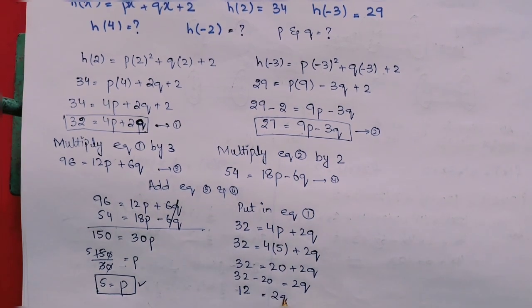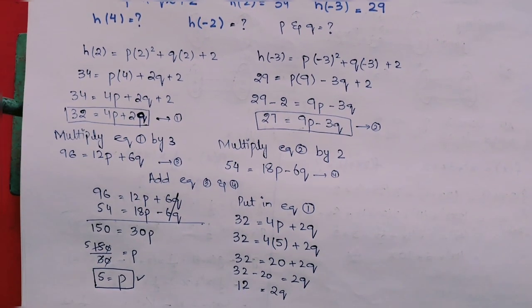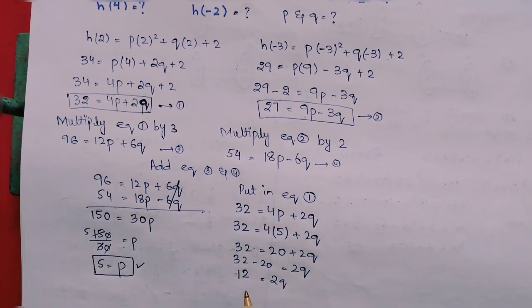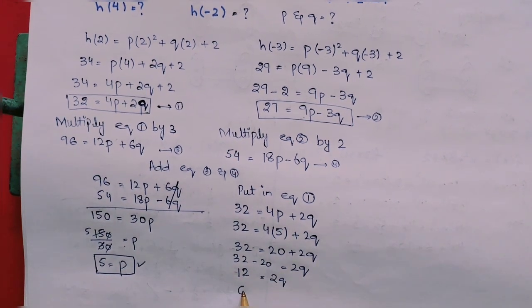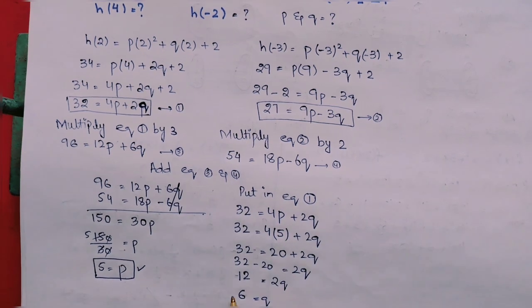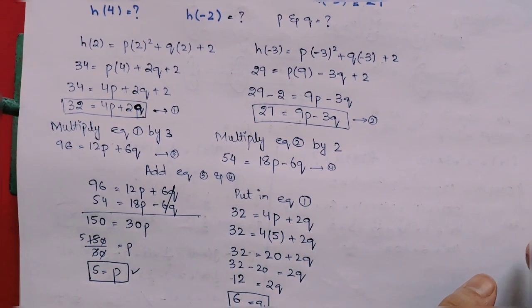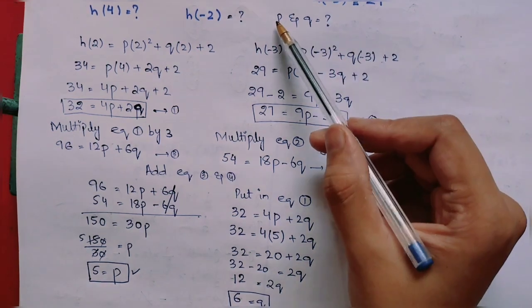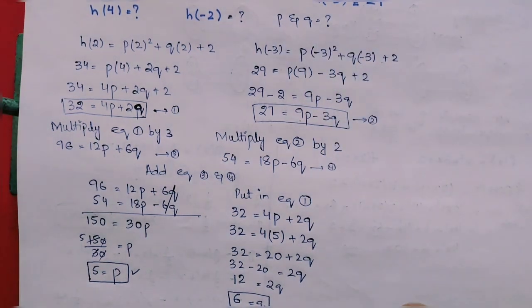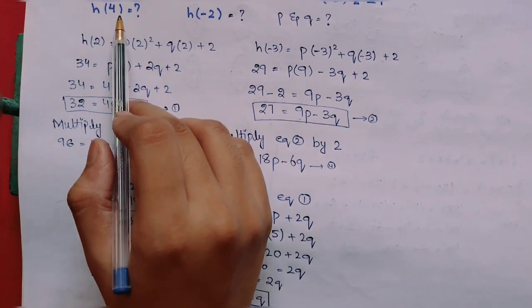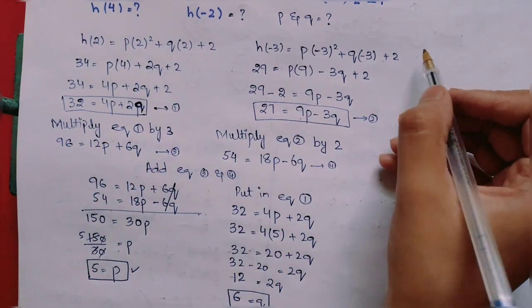To find the value of q, you see 2 is multiplying here, when it goes to the other side it will be divided, and 12 divided by 2, you get the answer 6. So what is the value of q? Its value is 6. Now you have found the value of p and q, and both the values are known. Now the next step is you have to find h of 4 and h of minus 2.